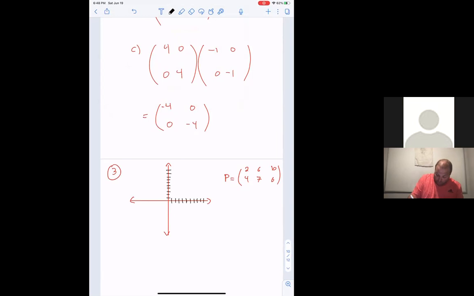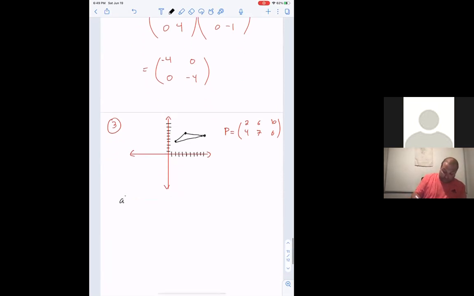So 2, 4, and then 6, 7, and 10, 6. So we have a triangle. That P matrix is 3 columns of 2 points each, and each of those is the location of the 3 vertices of that triangle. Hey, there's a picture there that does the same thing.